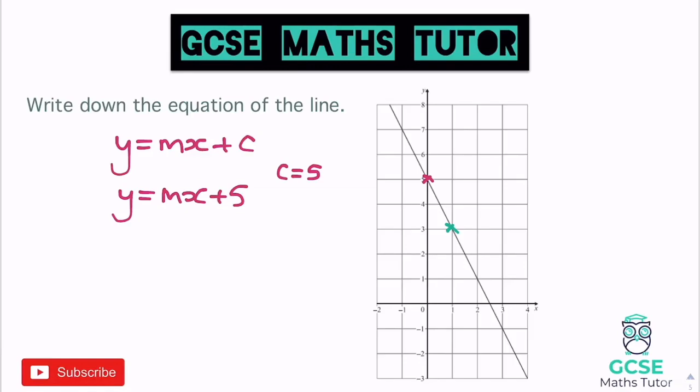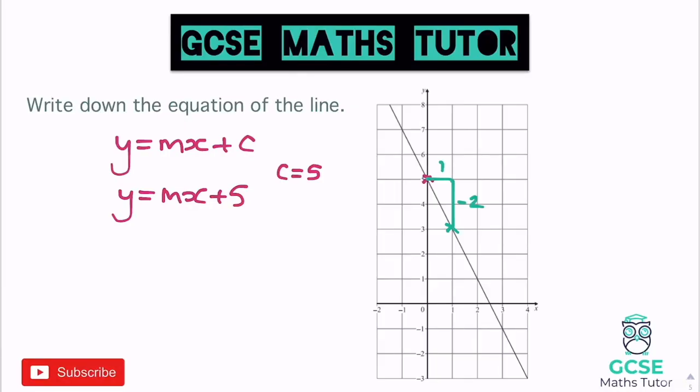Now if I want to find the gradient between these 2 points, all I have to do is draw a little right angled triangle in. So I can go across or down from this red point, but if I go across and then down, I'm just going to say how big the movement is there. So that's a movement of 1 there. And then that's going down 2, so I'm going to say that that's -2.